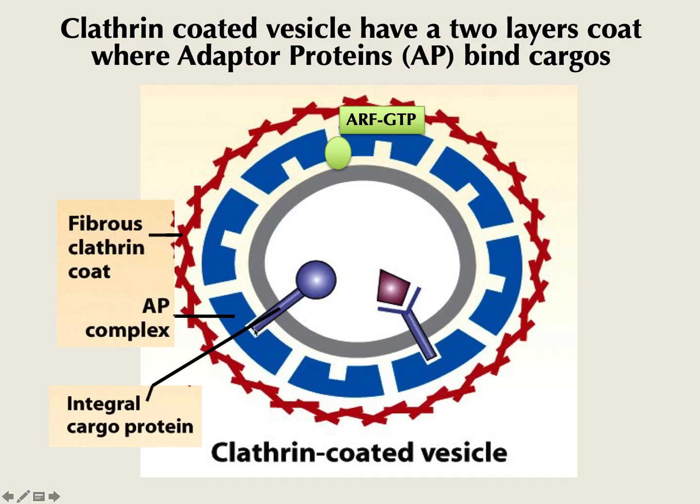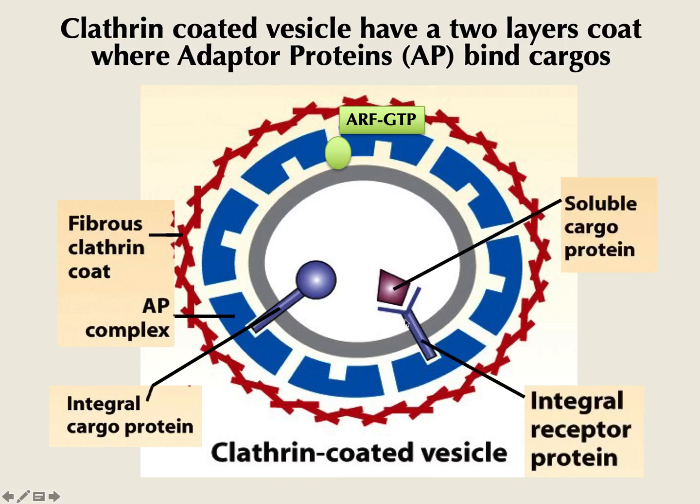If you have a soluble cargo, you need a receptor for one simple reason, which is the coat assembles on the cytosolic side. So this is the membrane of the vesicle, right? But the cargo is inside. So there's no way the AP complex or the coat in general can see that soluble cargo. You always need a receptor, okay? Because the signal has to be facing the cytosolic side. That's where the coat assembles. There's no exception to that.